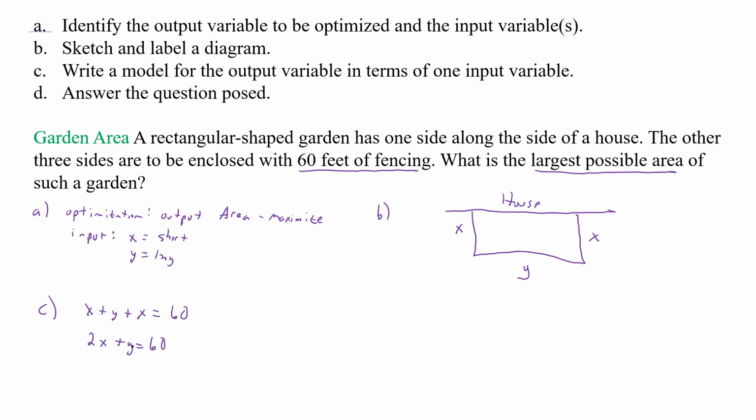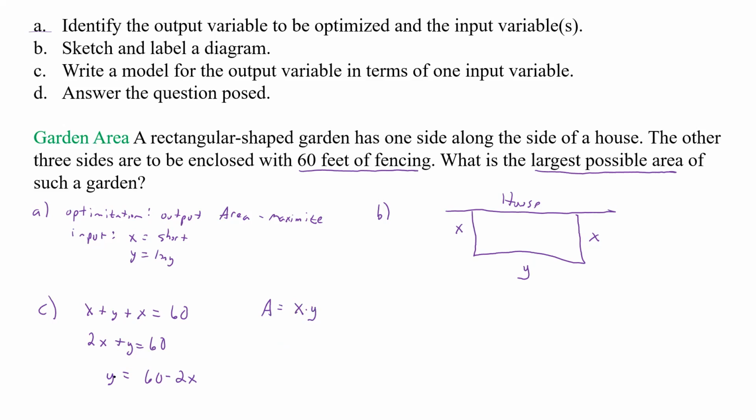Now, I'm going to solve this for the easiest possible one because remember, we have to do this in terms of one variable. So I'm going to solve this for y, and if I take 2x to the other side, that's going to be 60 minus 2x. Okay, so that's one equation. That's the perimeter. Now, I want to maximize the area, right? So that's going to be my other equation. Area is equal to, well, what's the area of this? It's just x times y.